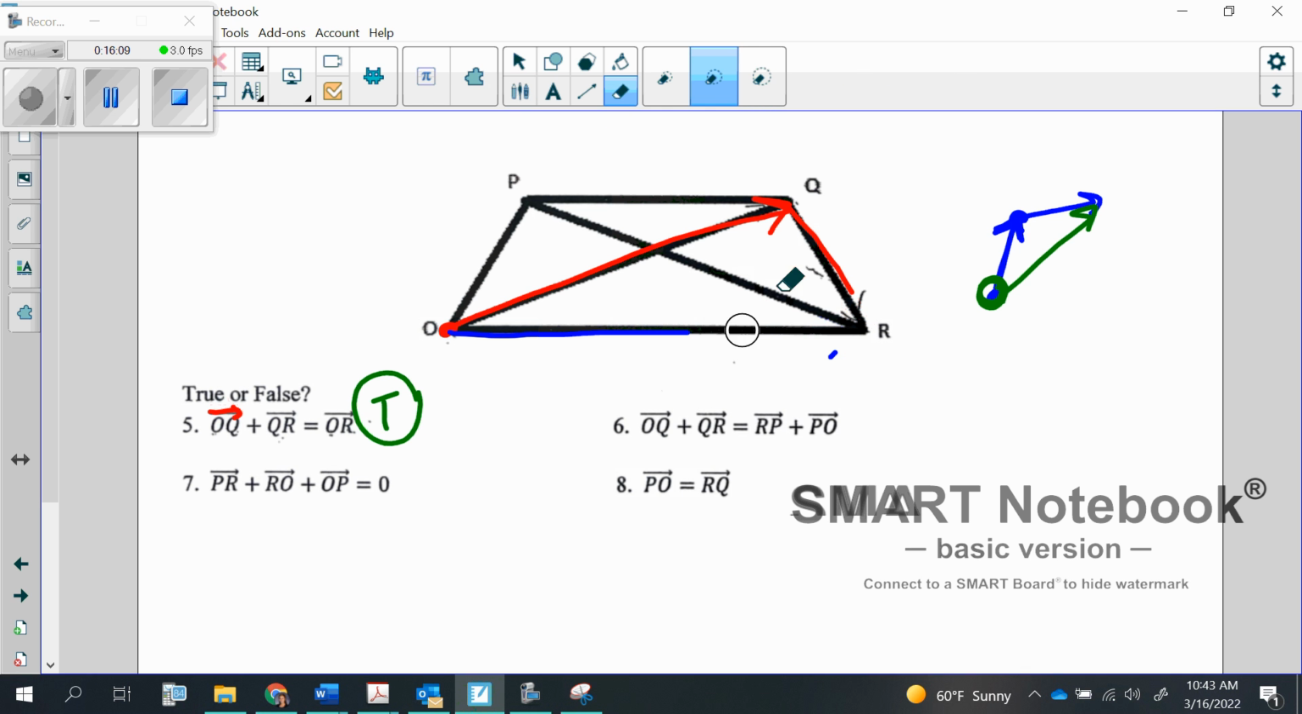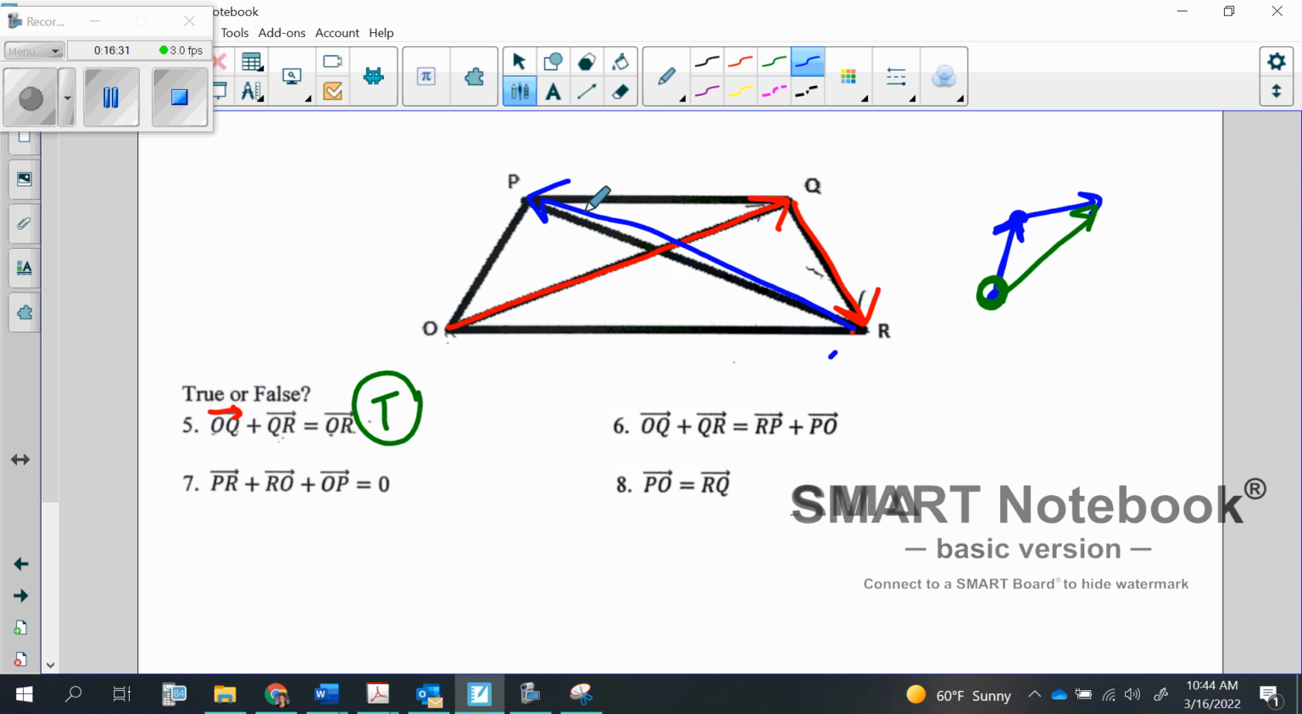I'm going to clear this out and trace it again, using red. So O to Q, towards Q, from Q to R. And we want to know, is that equal to RP? So I'm going to go from R towards P, and then from P to O. If we look at this, it is not true, because the resultant for the first one, in red, would be going from R to O.